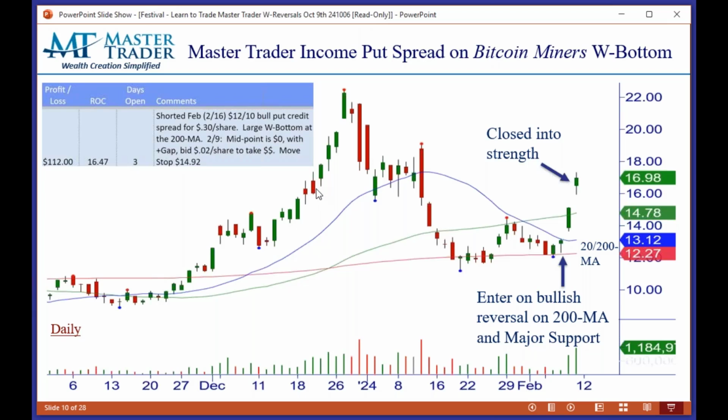This one, we did what's called an income trade, where we just say, hey, that's a short-term bottom, that's a short-term top. And we sell either naked options or credit spreads, because that takes less buying power and less risk in the event of an adverse gap against you.